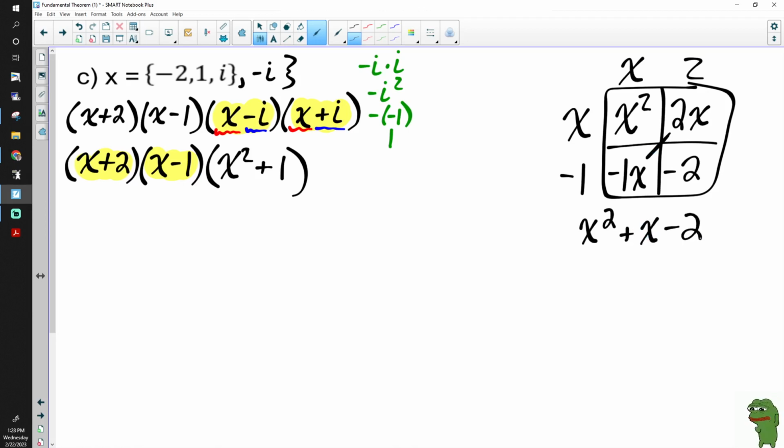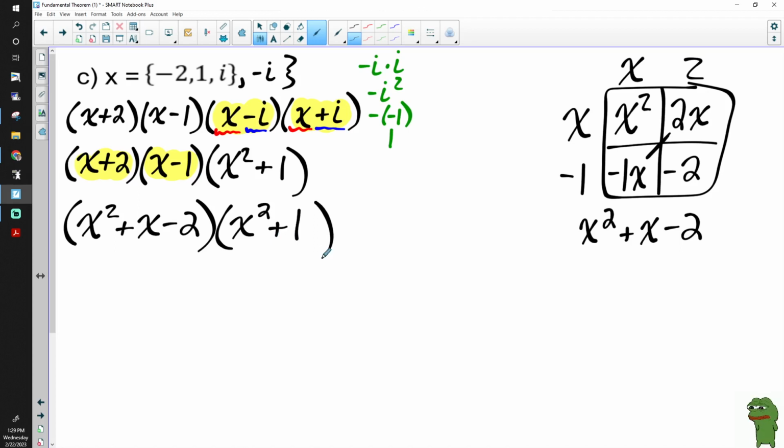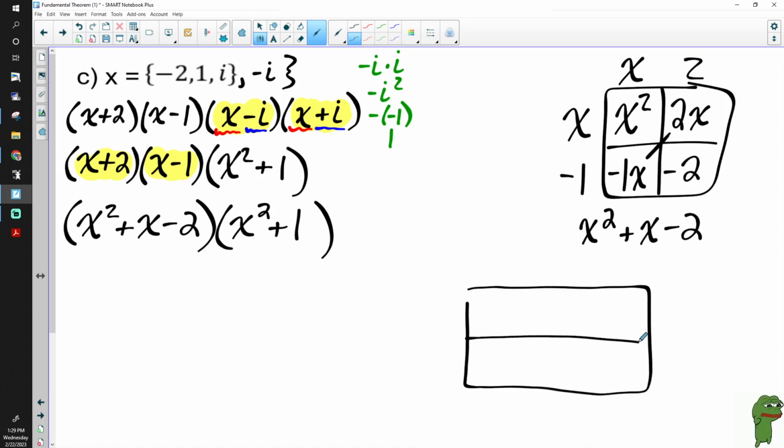Okay? So now I have, after combining these two by multiplying, x squared plus x minus 2 times x squared plus 1. Okay, last thing I have to do is multiply my final two factors and I'll have my polynomial. So I'm going to do a 2 by 3 box, a little bit bigger than the last one. x squared, x and minus 2, x squared and 1, and I start multiplying.